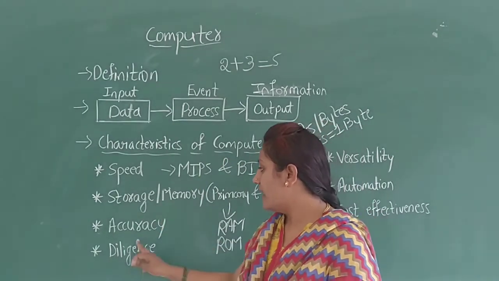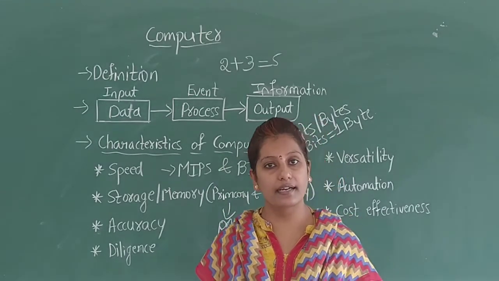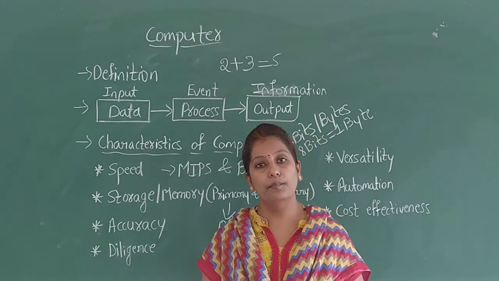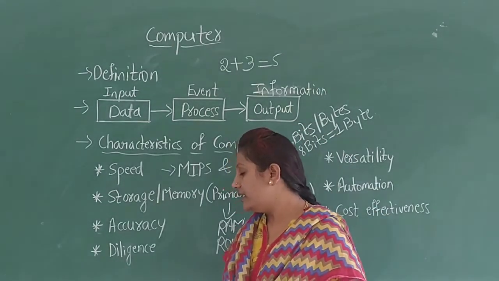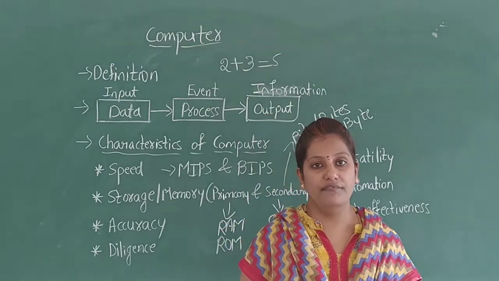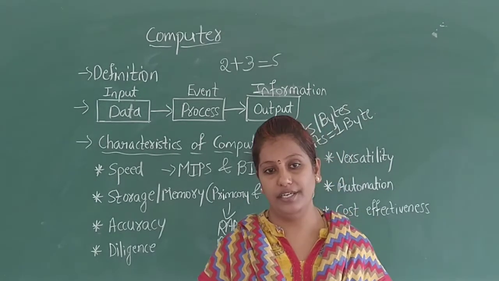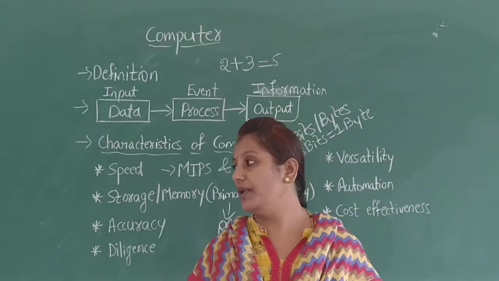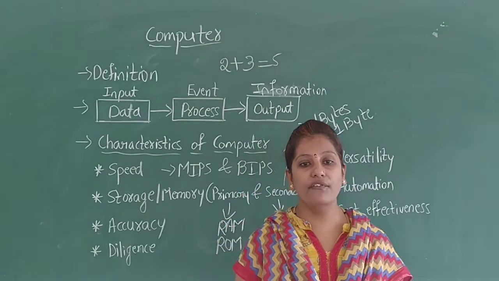The next is accuracy. The computer generates accurate results with the given input data without any mistakes. That is called accuracy. The next one is diligence. Being a machine, a computer does not suffer from tiredness and lack of concentration. That is called diligence.